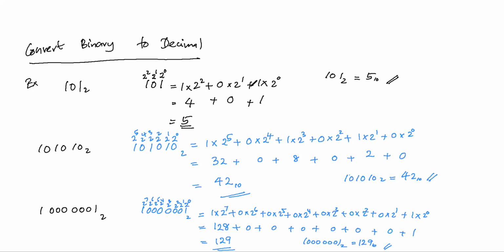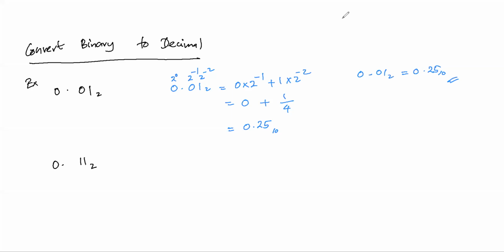So let's look now at how we can convert decimal numbers. We had to look at 0.11 positional values, right?